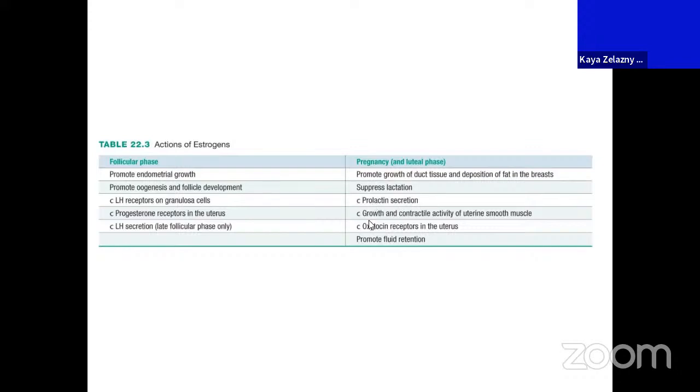So they are going to have effects on the secretion of something called prolactin. They're going to have effects on contractile activity of the uterus. They're going to have effects on oxytocin receptors in the uterus. And they're going to promote the retention of fluids, actually. So keeping extra volume of water and hydration in the body, either during pregnancy or during this luteal phase, kind of holding on to it there.